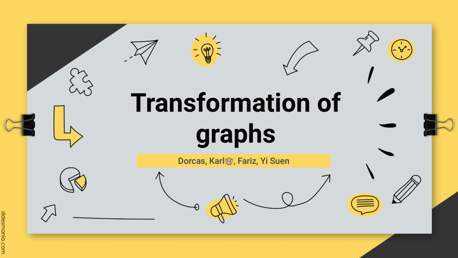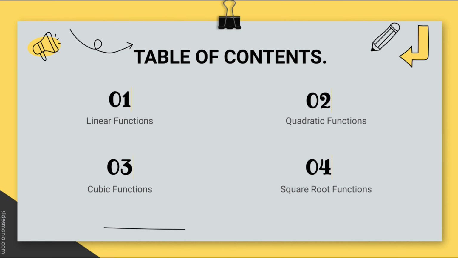My group members, who are Karl, Suen, and Fariz, and I are going to go through the investigation for transformation of graphs. We are going to talk about the transformation of graphs in 4 types of functions. The first one is linear functions, the second one is quadratic functions, the third one is cubic functions, and the fourth one is square root functions.